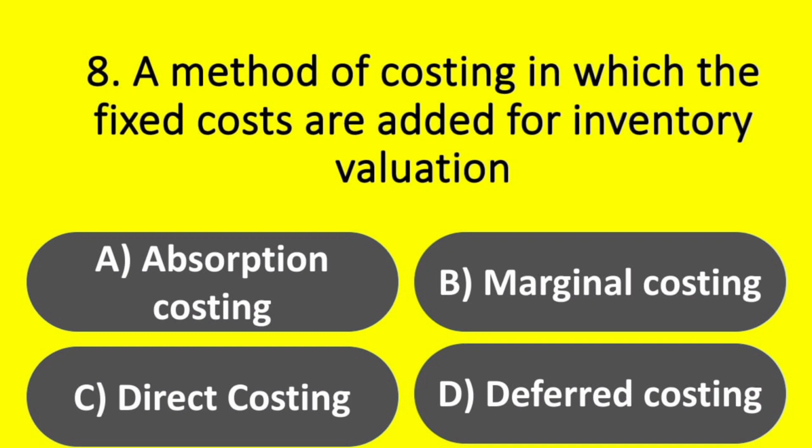A method of costing in which the fixed costs are added for inventory valuation. Option A absorption costing, option B marginal costing, option C direct costing, option D deferred costing. Option A absorption costing.